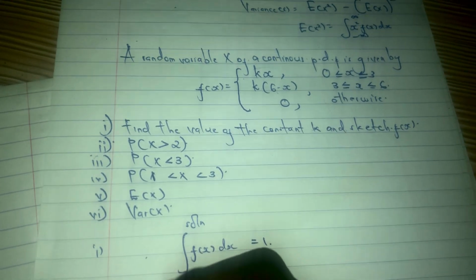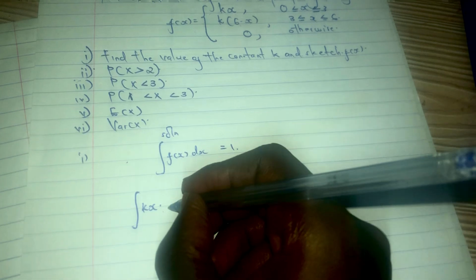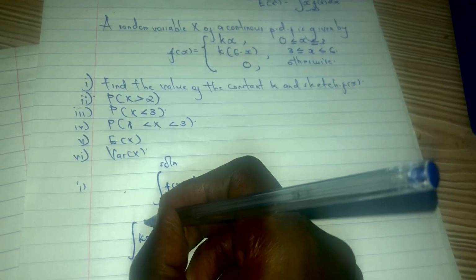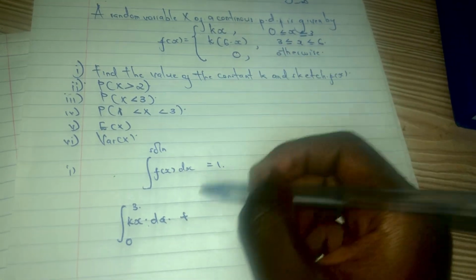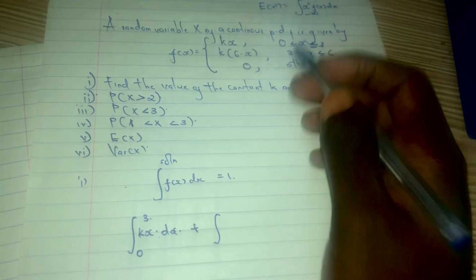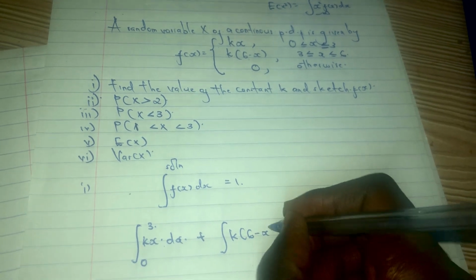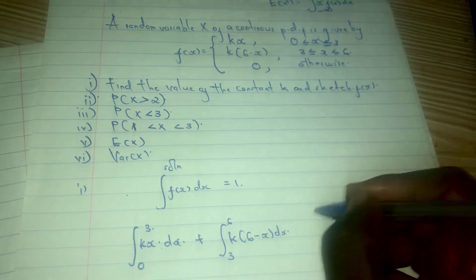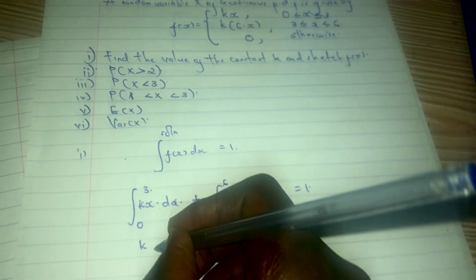We start with the first one, the integral of kx. Are we together? The integral of kx dx. The interval is from 0 to 3. Are we together? Plus, then you go to the next one here. If it is only 1, you stop there, but now there are 2 or more, so you just add plus the integral of k times 6 minus x dx. The interval is 3 to 6.